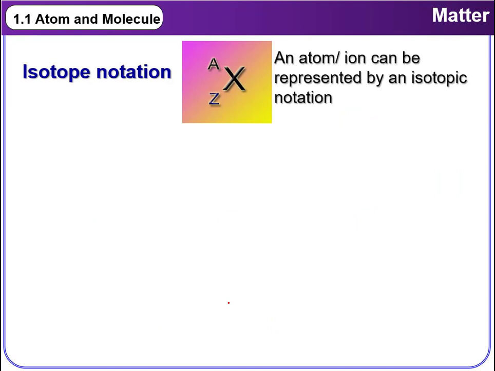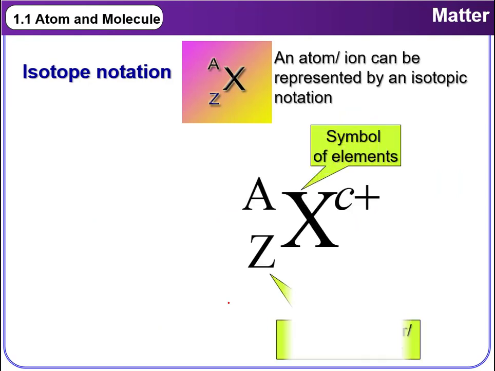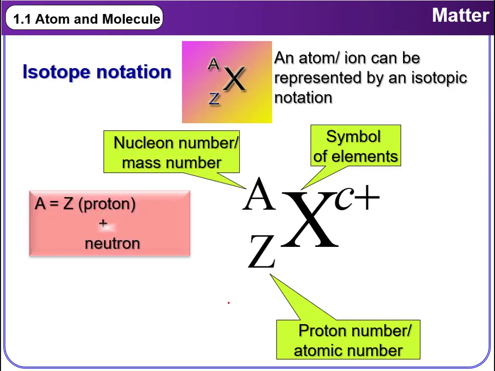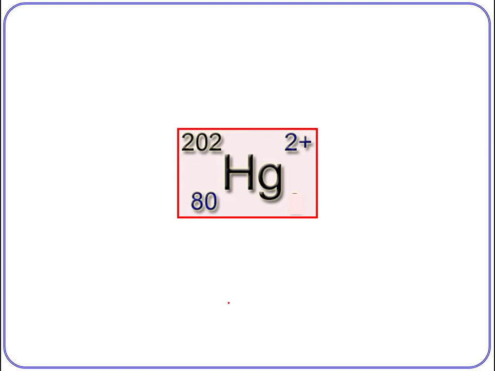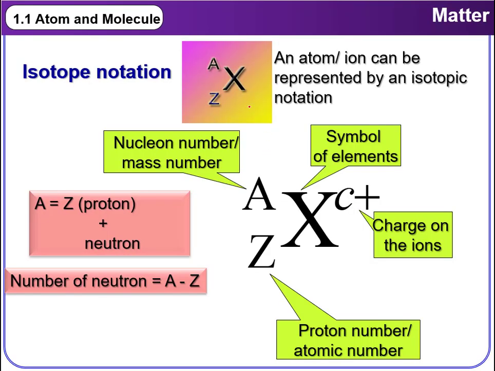How can we represent an isotope? An isotope can be represented by an isotopic notation. Penulisan isotop. So, what is this X? X is the symbol of the element. A on the top is the nucleon number. Z is the proton number, while this C plus is the charge. How can we get the number of neutron? It is nucleon number minus the number of proton, or proton number.